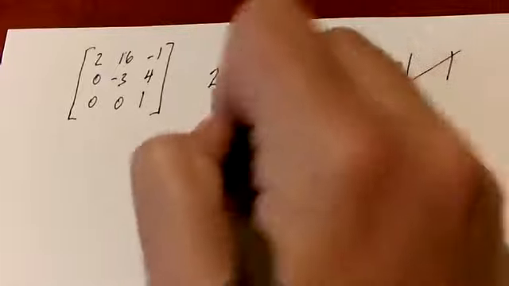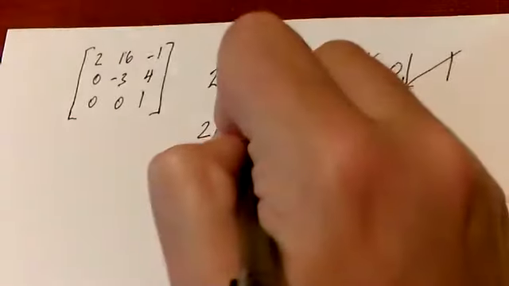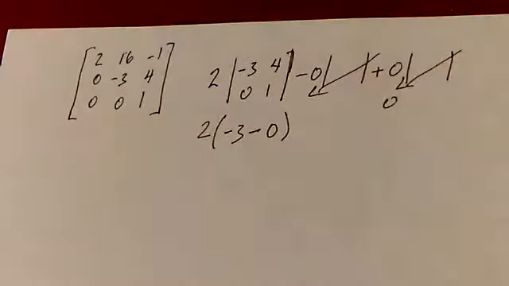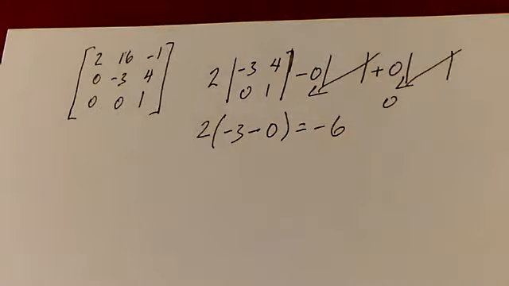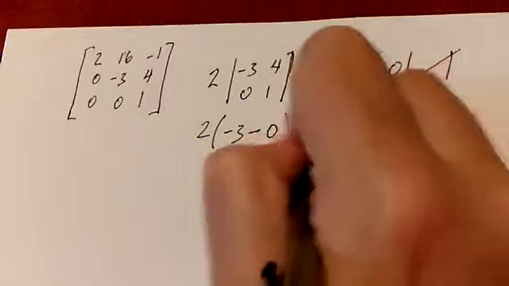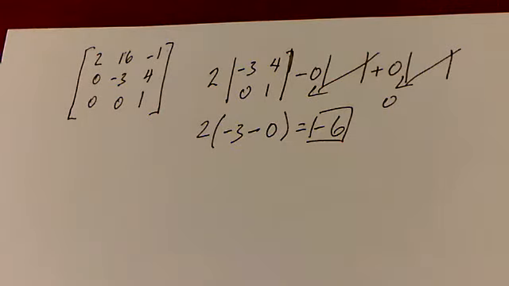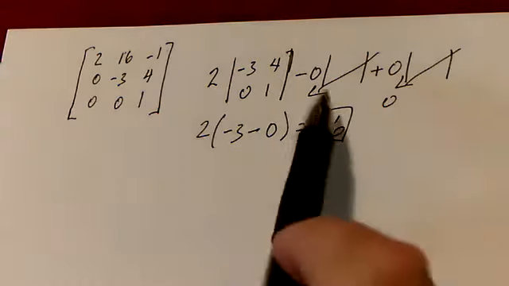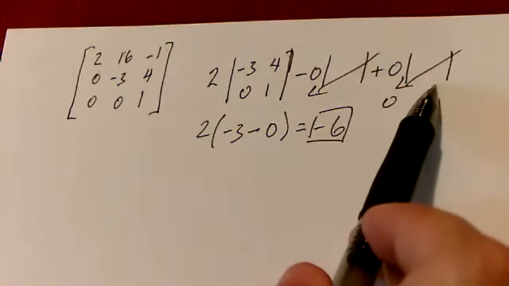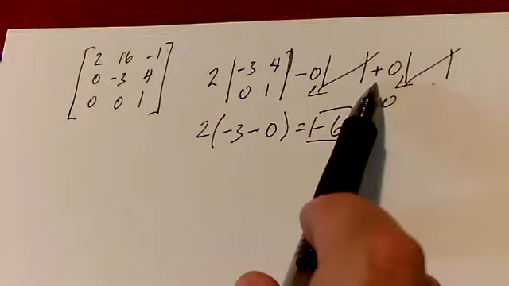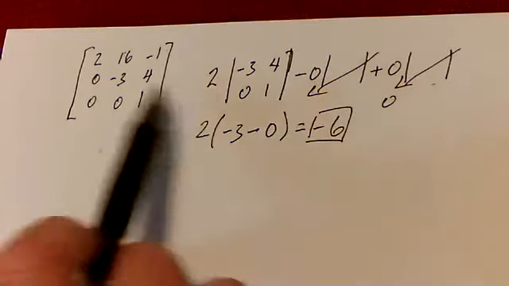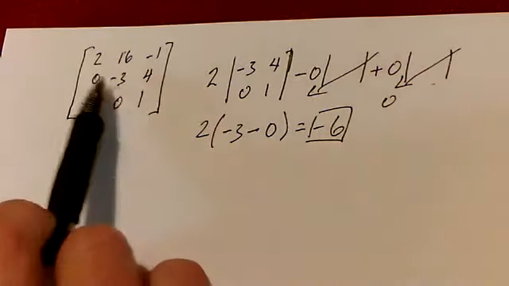So I have 2 times a -3 minus 0. So I got a -6. Okay, now what you should notice is if I have a triangular matrix, I'm always going to kill off all these other rows, all these other terms. I'm going to get 0 times a matrix. That's not important, because 0 times anything is going to kill it off.